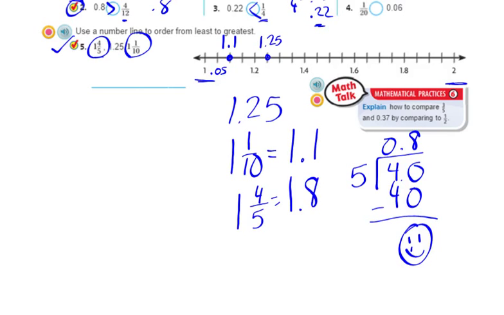Now I have to come up to the number line and locate 1.8. And I can say life is good because 1.8 is already identified on my number line. I do not have to count off and search.